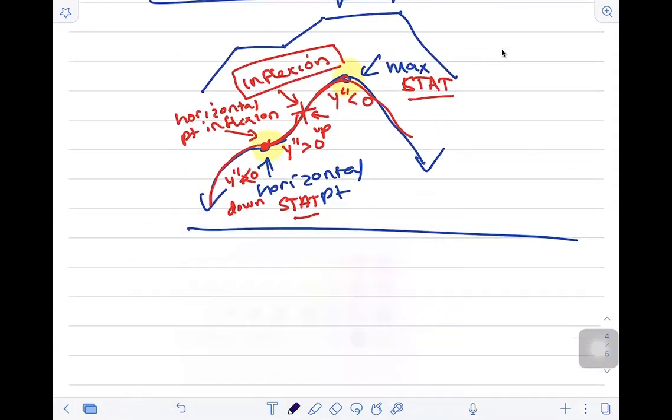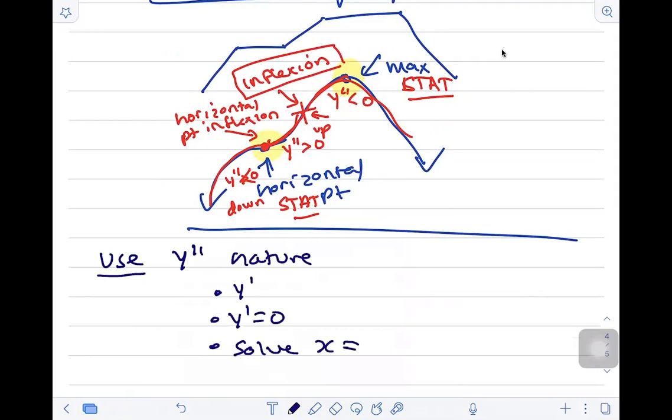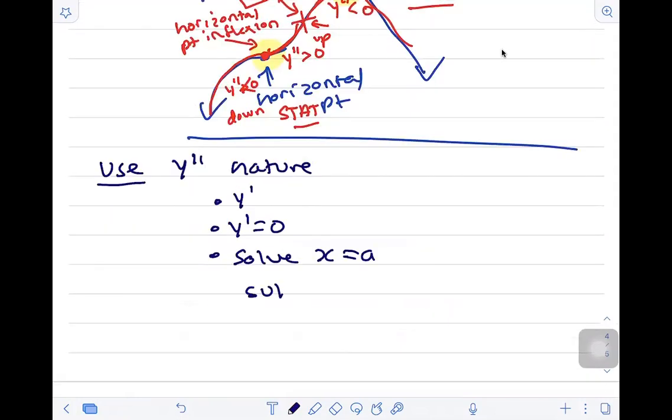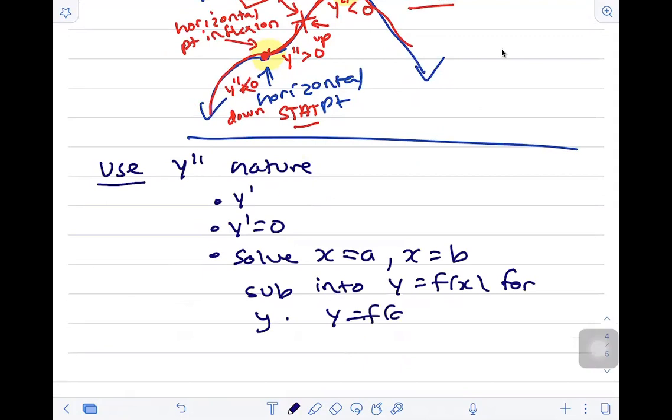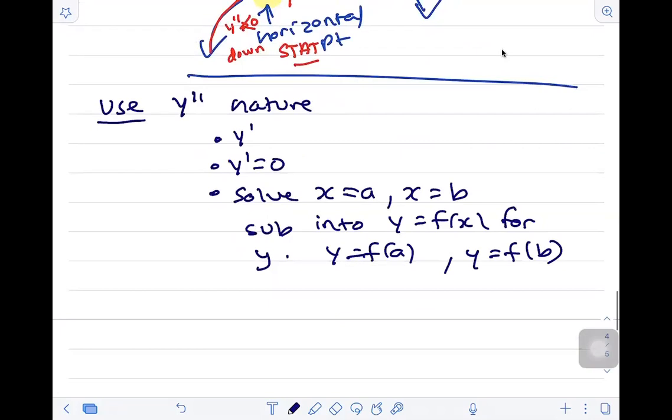Okay, so finally, if you want to use y double dash to determine the nature, then once you've got y dash equals 0, solve for x equals a and x equals b, and then you sub into y equals f of x for y. So you find f of a, and then you find f of b. Once you've done that, the next step is you need to determine the nature.